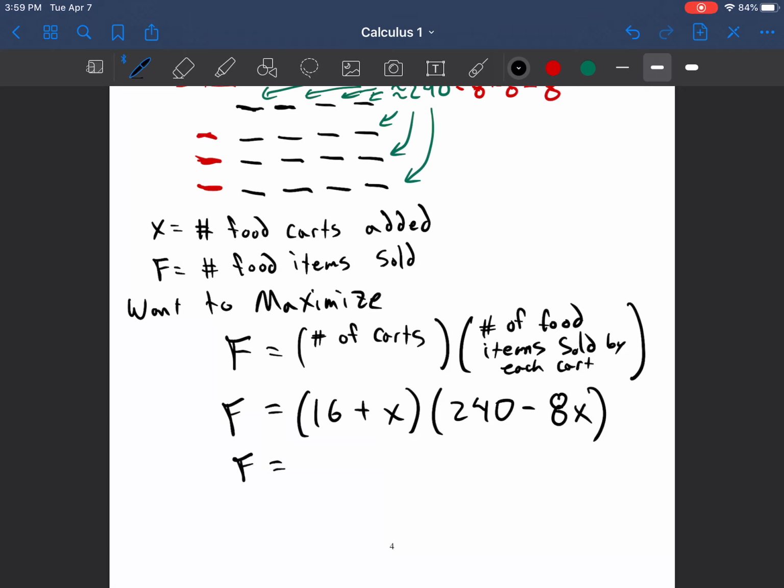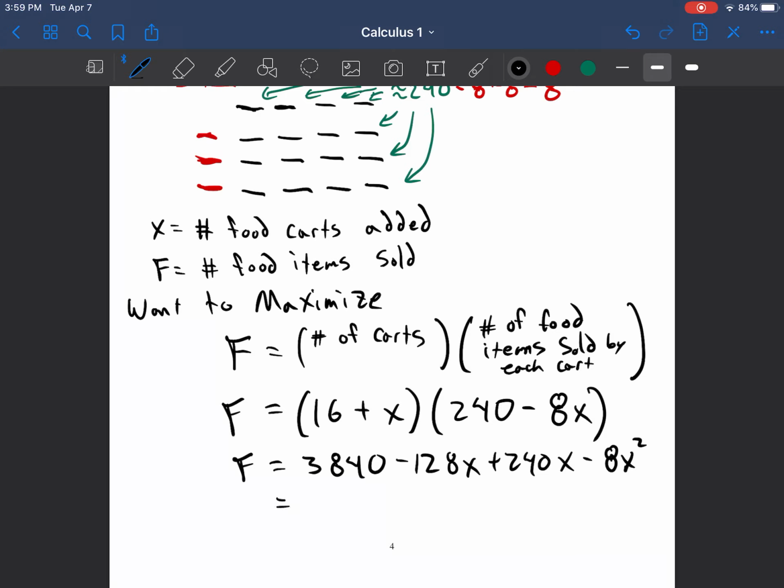So f equals, if I multiply this all through, 16 times 240, that's 3840. Then I do the outside terms, 16 times minus 8x gives me minus 128x. Then the inside terms give me plus 240x, and the last terms give me minus 8x squared.